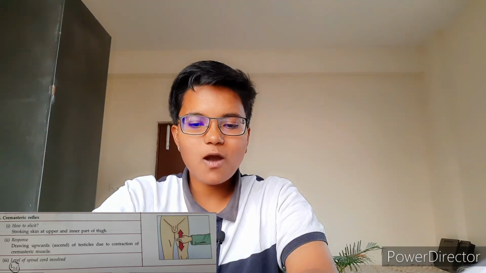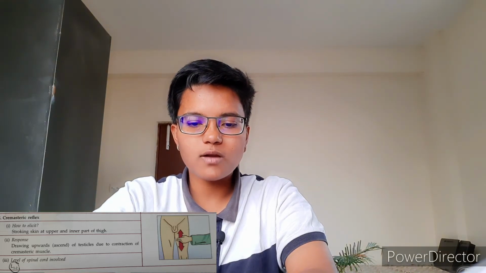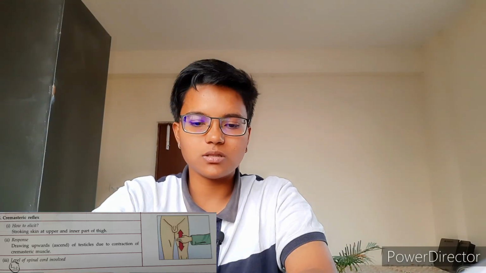Now the fifth one is the cremasteric reflex. How to elicit? Stroking the skin at the upper and inner part of the thigh. Response is drawing outwards of the testicle due to contraction of the cremasteric muscle. Level of spinal cord involved is L1 and L2, combined to form the genitofemoral nerve, which gives the cremasteric reflex.